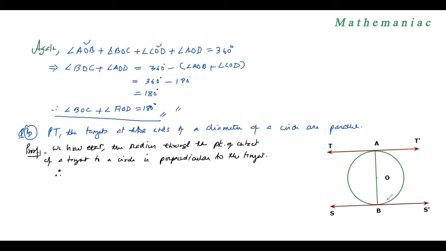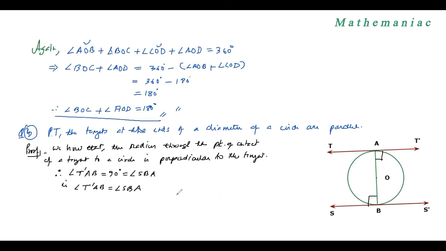Therefore, now if you look at the figure, I can say that this angle is 90 degree, and at the same time I can say that this is 90 degree, right? So I can write, therefore angle T dash AB is equal to 90 degree, equal to angle SBA, right? That is, angle T dash AB is equal to SBA. Now look at those two angles. They are alternate angles, right?